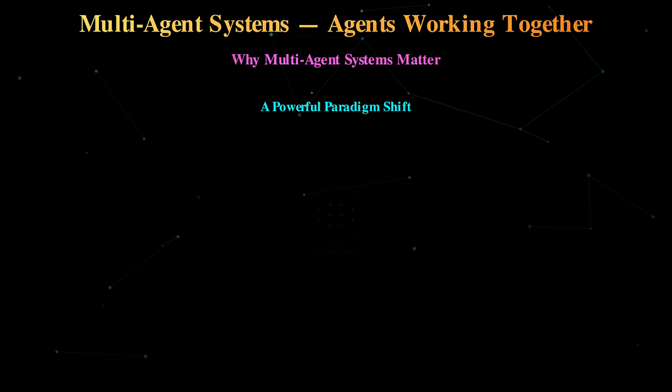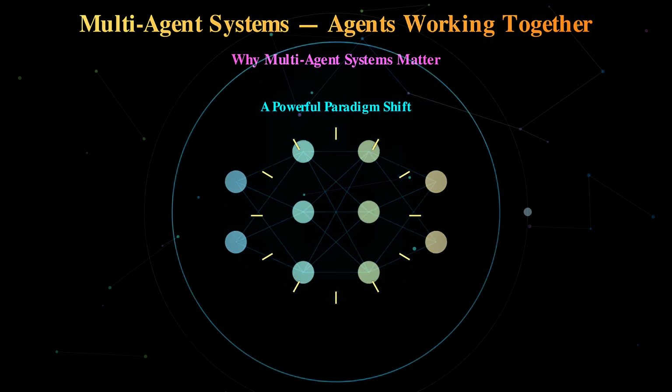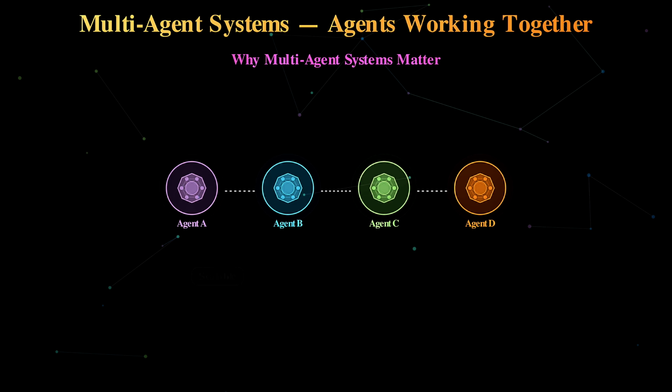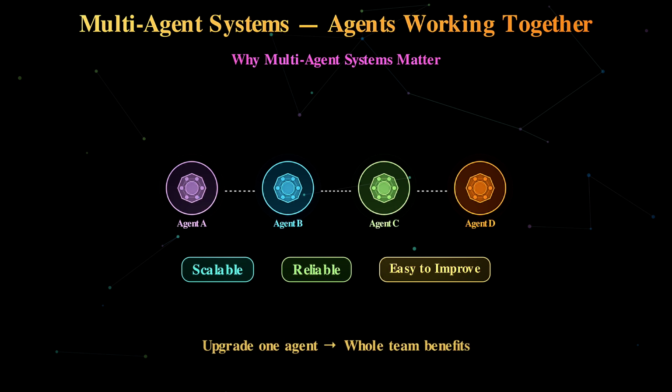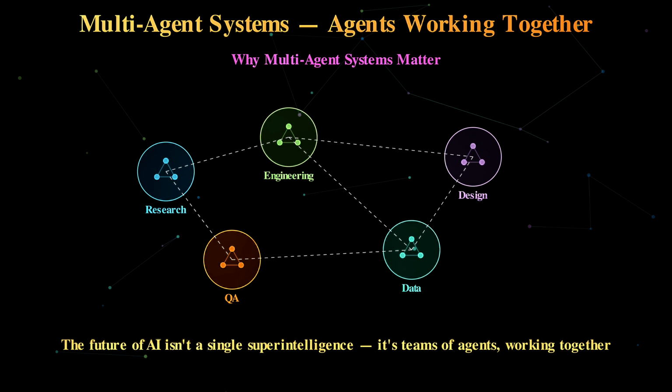Multi-agent systems represent a powerful paradigm shift. Instead of building one massive do-everything model, we compose specialized agents, each an expert in its domain, and let them collaborate. This is more scalable, more reliable, and easier to improve. Upgrade one agent, and the whole team benefits. The future of AI isn't a single superintelligence. It's teams of agents working together, solving problems that neither humans nor individual models could tackle alone.